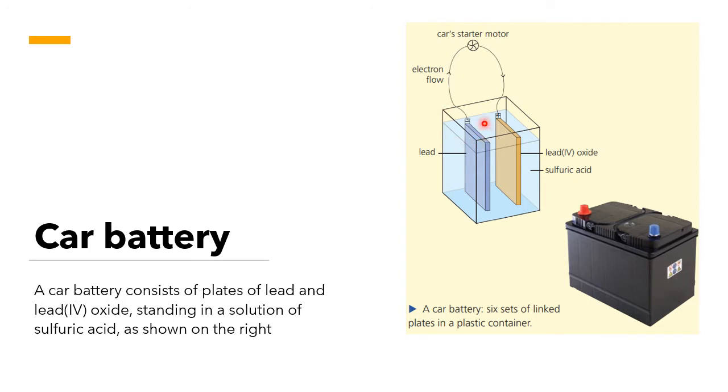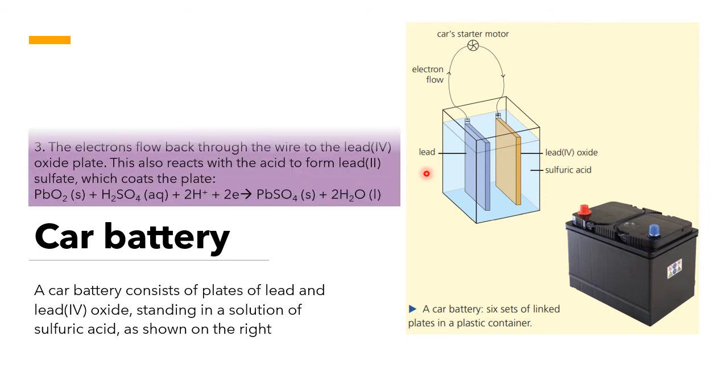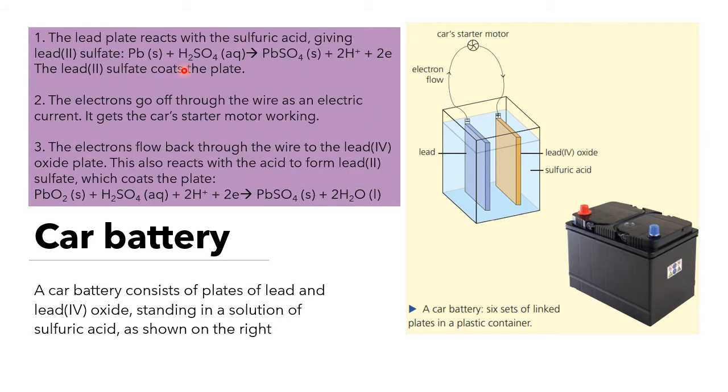Lead acts as a negative terminal while lead(IV) oxide acts as a positive terminal. So electrons flow from lead to lead(IV) oxide. The lead plate reacts with sulfuric acid, giving lead(II) sulfate. The lead reacts dengan sulfuric acid, it will produce lead(II) sulfate, hydrogen ion and electrons. So the lead(II) sulfate coats the plate.